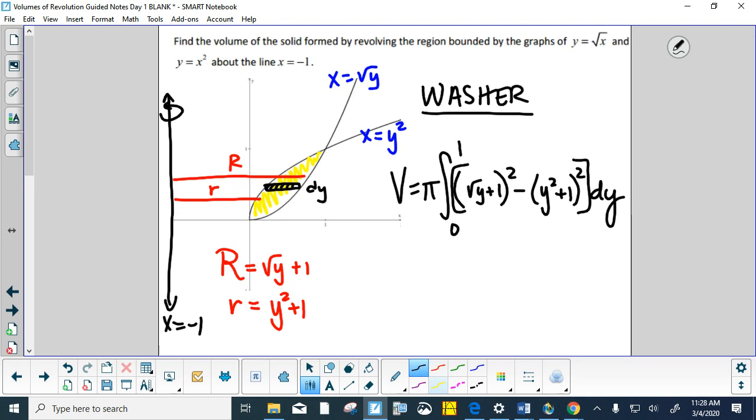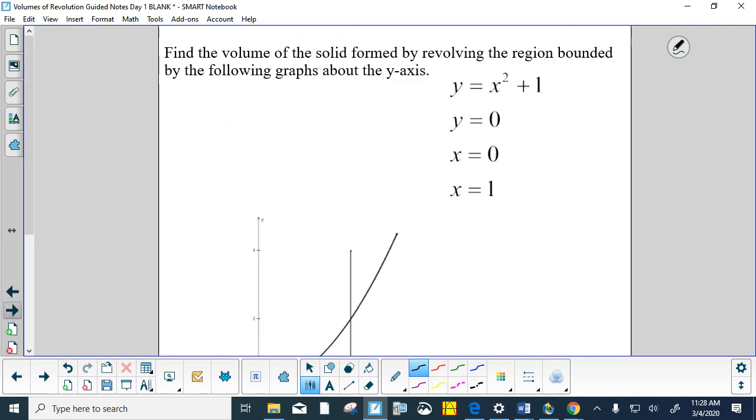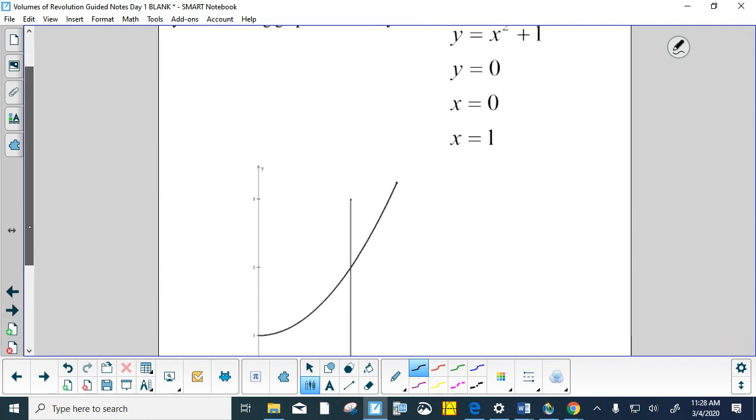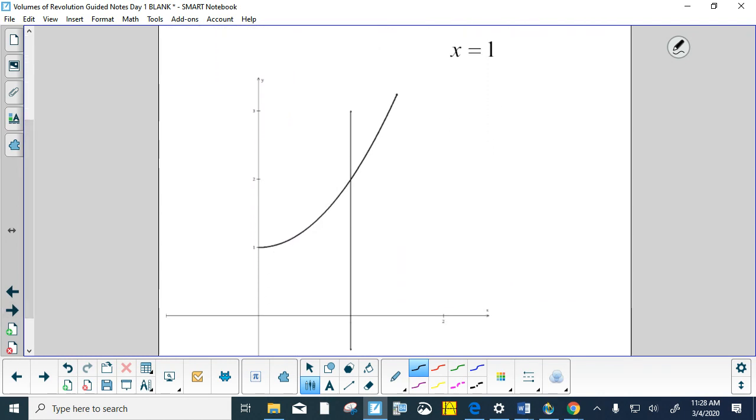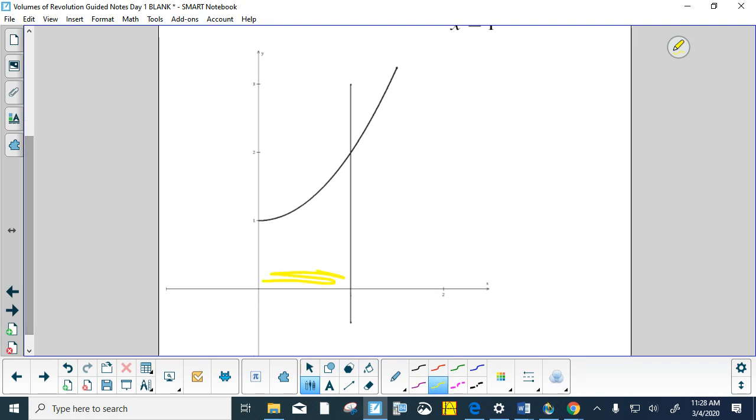All right, 2 minutes. Can we do it? Yes, we can. This one, I'm just going to probably be able to set it up. This one, I'm going to revolve this area here that's between these curves and the y-axis, and I'm going to revolve it about the y-axis here.